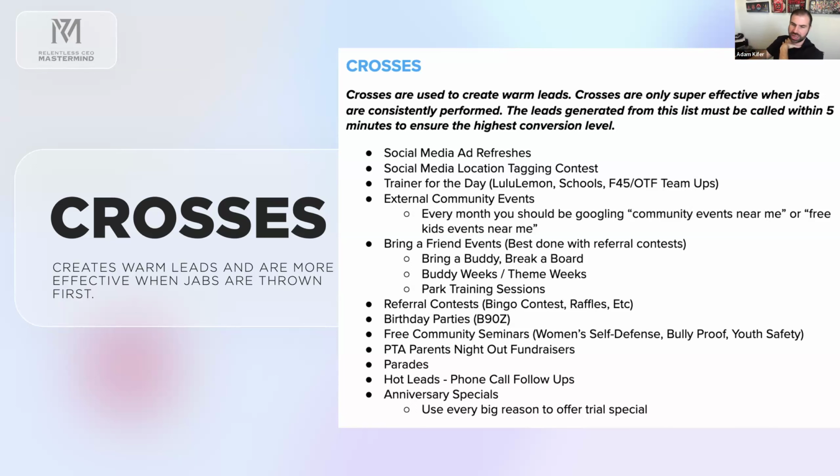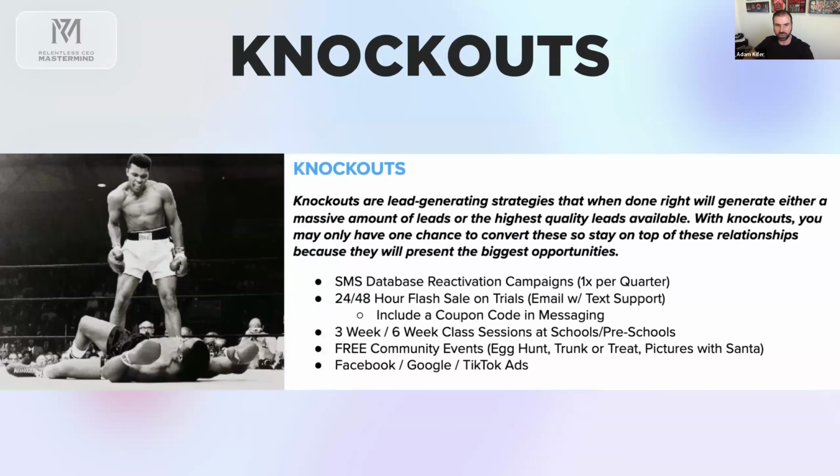Anniversary specials. Every summer we do some sort of anniversary special for our ads. It's just easy. If it's your 10-year anniversary, guess what? 10 days for $10 to celebrate our anniversary. Use your anniversary as a reason to sell and do a trial special every year. Okay, knockouts. These are going to work really, really well if you are being consistent with jabs and crosses. They're going to be much less effective if you aren't doing jabs and crosses.